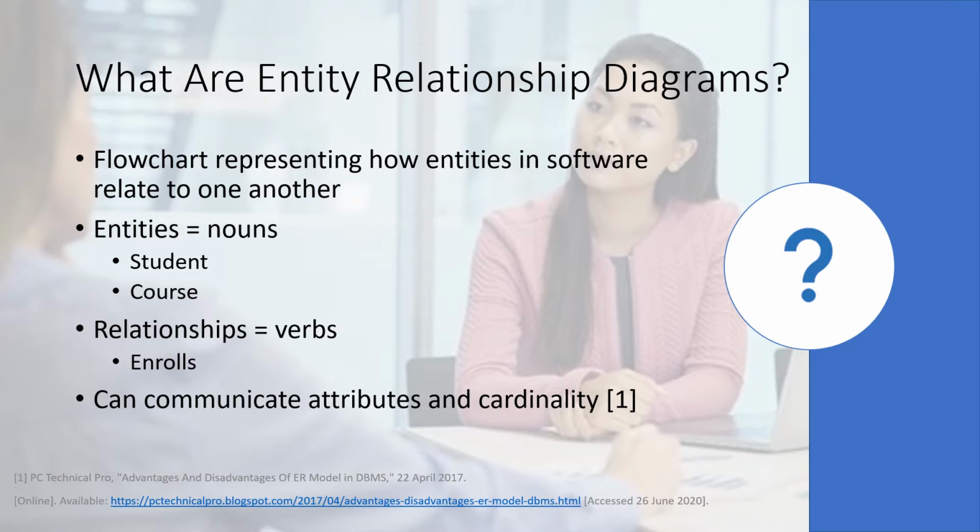We can also show the cardinality of the relationship. In this case, we might say that this is a many-to-many relationship because many students can enroll in one course and one student can enroll in many courses.